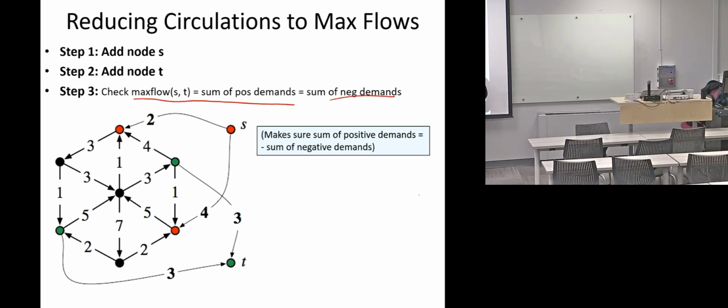So if the sum of the positive demands doesn't equal the sum of negative demands, then there isn't a circulation? Exactly. If the total supply doesn't really match the total demand, there's no way to certify this anyway. So you know that the total positive one and the total negative one must match. That's an easy condition to check first.